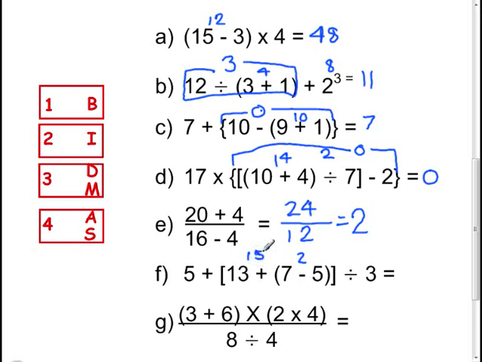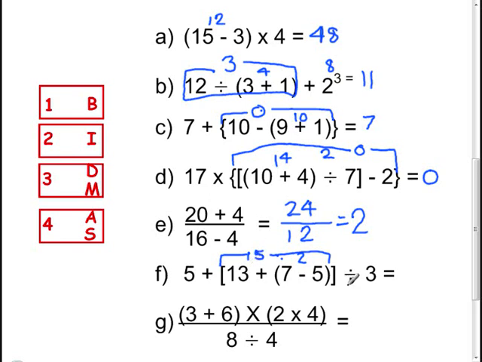Okay, now there are 2 operations left. And I know that everything within these brackets is equal to 15. I now have addition and division. What do I do first? According to my order of operations, division and multiplication must get done before addition or subtraction. So I'm going to go ahead and do the division first.